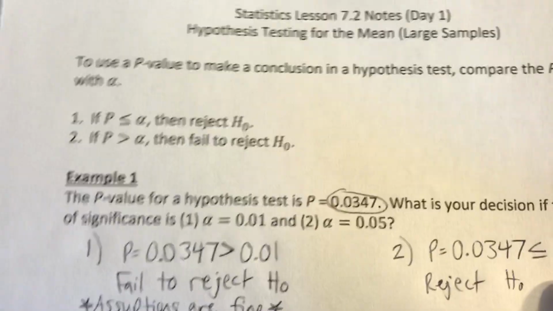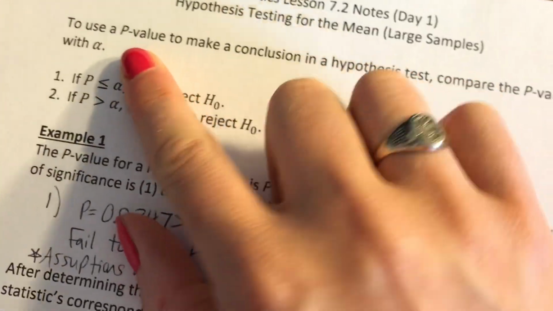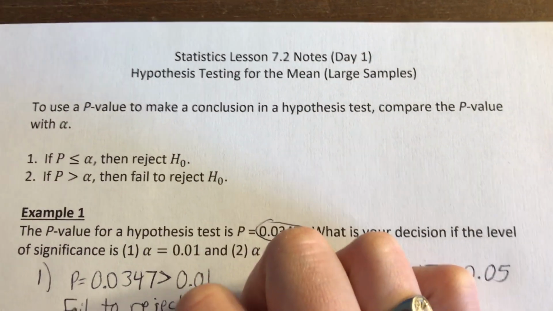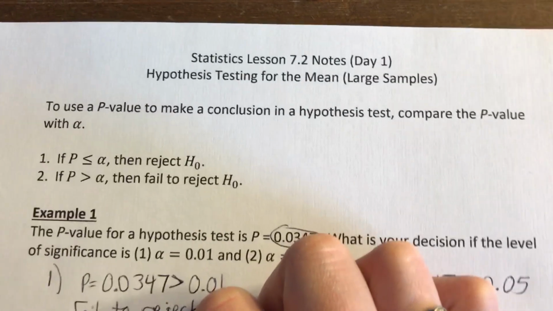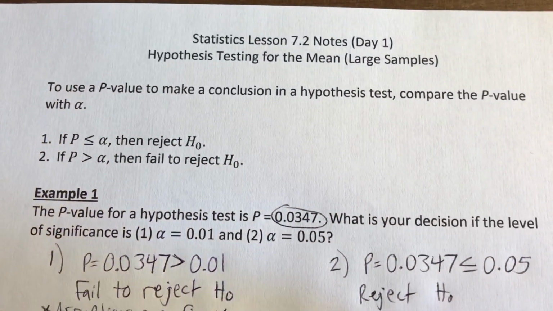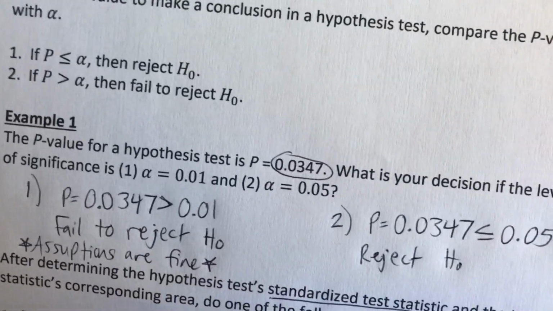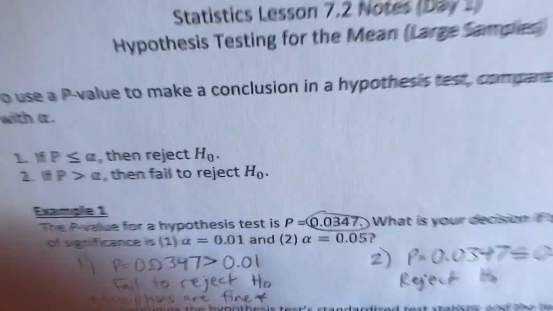And so to use a p-value, our probability value, to make a conclusion in a hypothesis test, compare the probability value with A. And A represents our significance level.